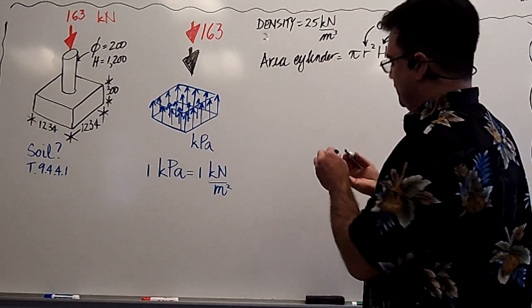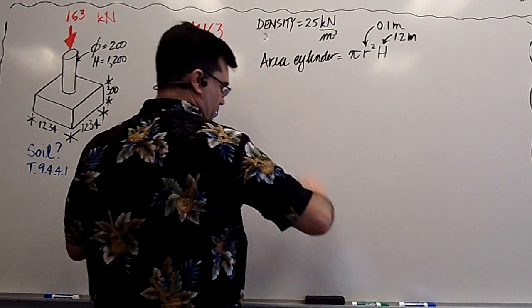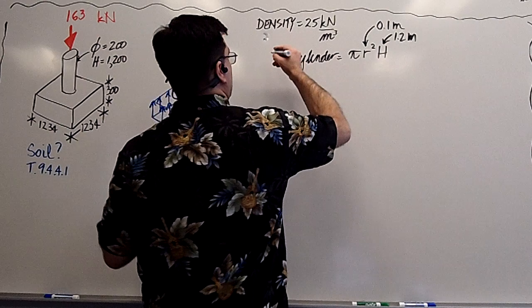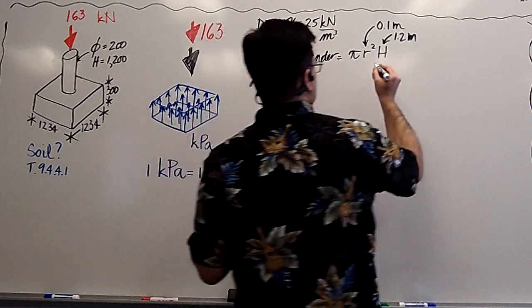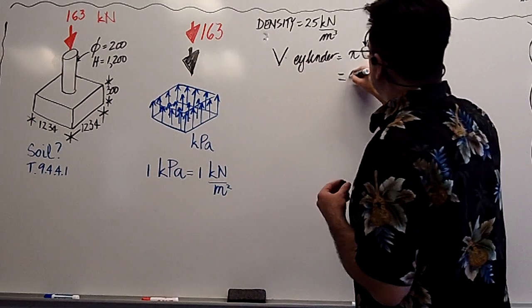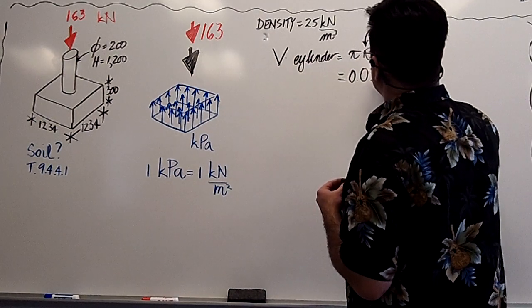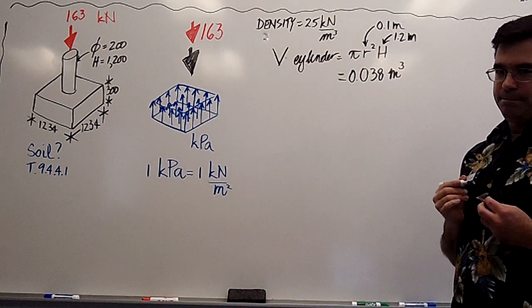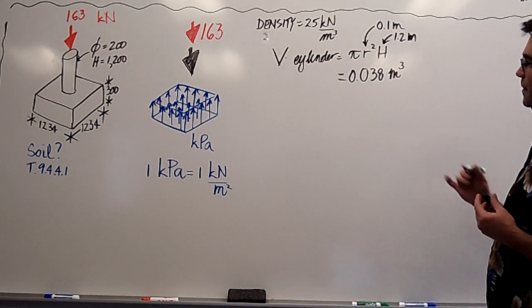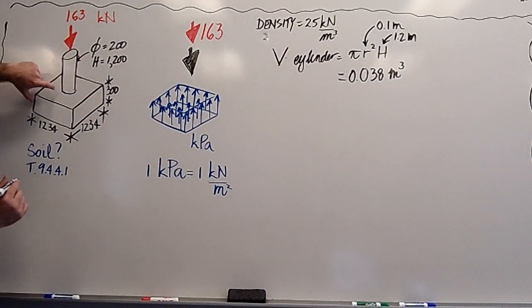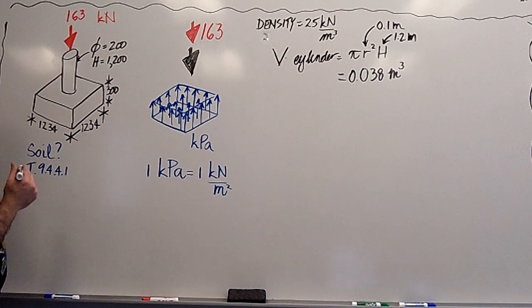So this should be the volume of the cylinder. When I calculate this out, best 2 out of 3, I got 0.038 cubic meters. Check it, best 2 out of 3. Make sure I didn't make a mistake. Okay, so that's the volume of the cylinder. Let's find out the volume of that pad.